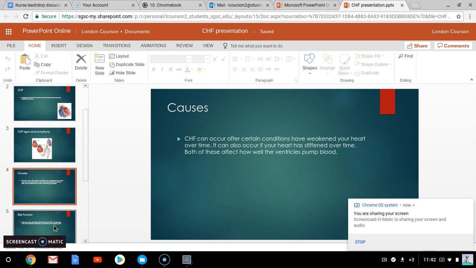CHF can occur after certain conditions have weakened your heart over time. It can also occur if your heart has stiffened over time. Both of these affect how well the ventricles pump blood.